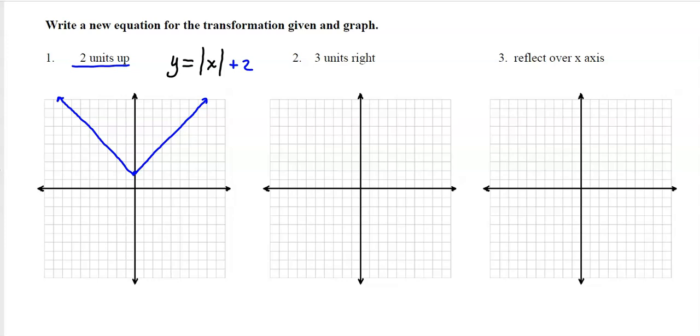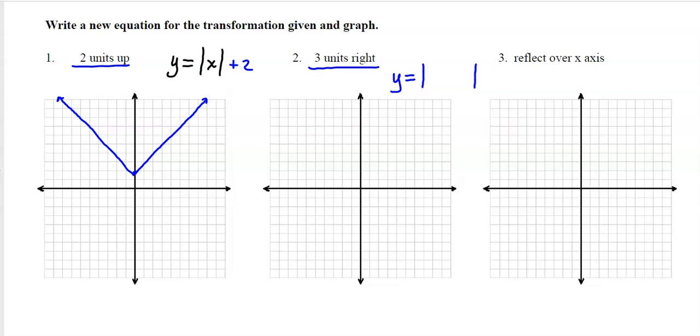Now, the right and left are a little bit tricky. You might think that because the x-axis going to the right is positive, we would want to add, but it's actually different from what you would expect. So 3 units to the right, this one is going to be y equals the absolute value.